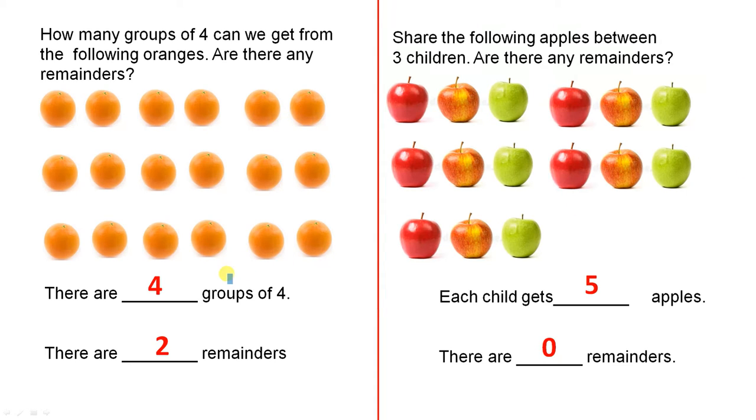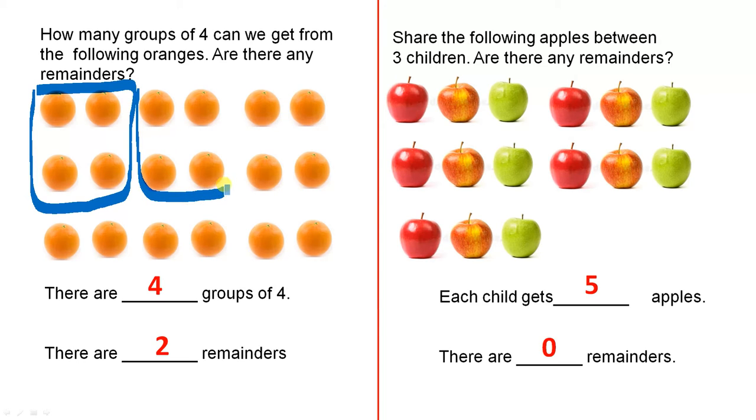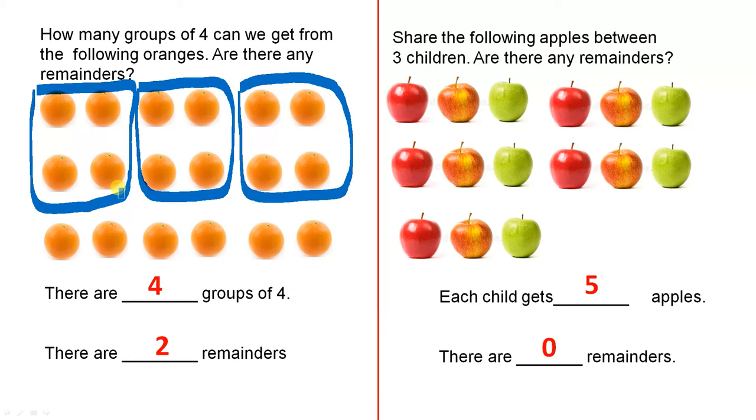So you notice here there are 4 groups of 4 and there are 2 remainders. Very quickly, if you like, there's one group of 4 there, so let's quickly have a look at that. One group of 4, 2 groups of 4. Remember, we're trying to find out how many groups of 4 there are. 3 groups of 4, 4 groups of 4, there we go. So there are 4 groups of 4 and 2 remainder.